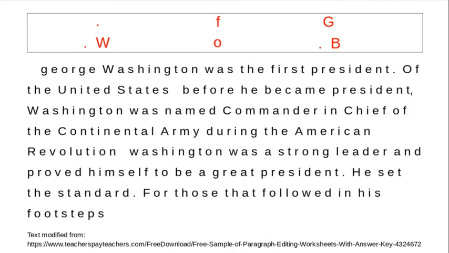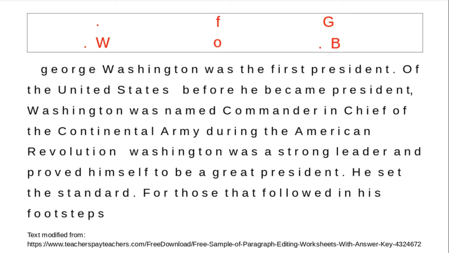What I have here is a paragraph with several errors in it, 6 to be precise. The letters and periods in red in the top box are what we'll use to correct the mistakes in the paragraphs. Let's read over the paragraph.